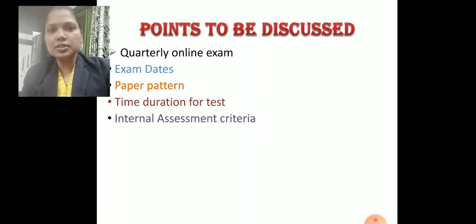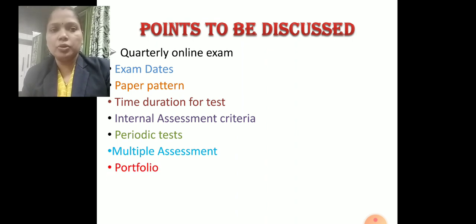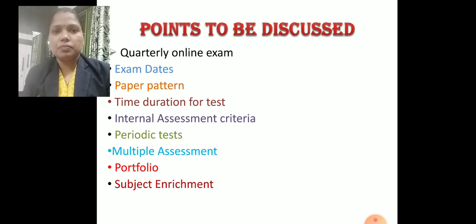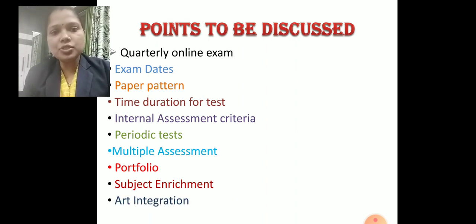Internal assessment criteria, periodic tests, multiple assessment, portfolio, subject enrichment. And the very last topic which we are going to see is art integration. So let us see these points in detail, one by one.